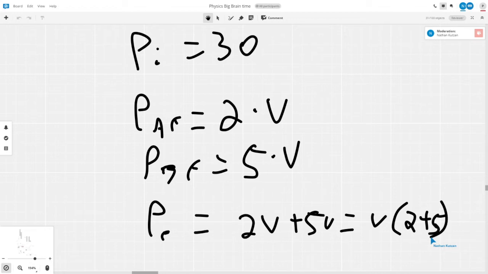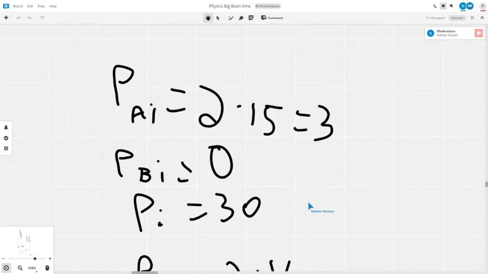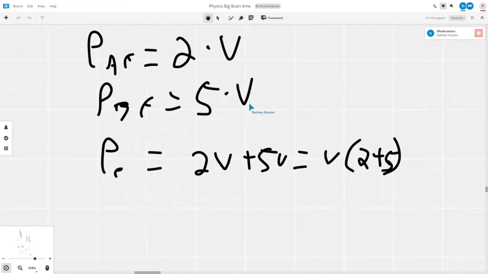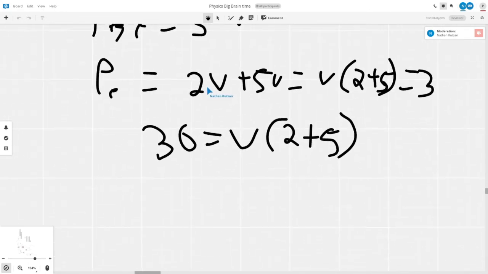And remember, momentum is always conserved. Even though it's an inelastic collision, that's just to do with energy. Momentum is still conserved here. So since the initial momentum was 30, we now need to go over here and find final momentum. So we know that the final momentum is still equal to 30. So we now have 30 is equal to v times (2 plus 5), and that's just 7v. So we divide both sides by 7. And so the velocity of both objects afterwards is 4.29 meters per second.